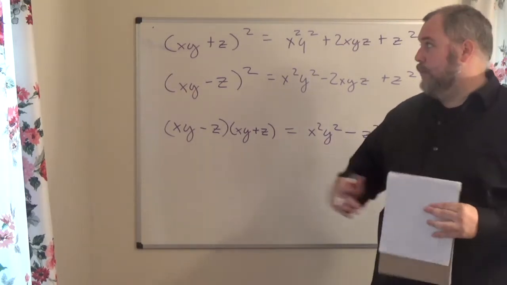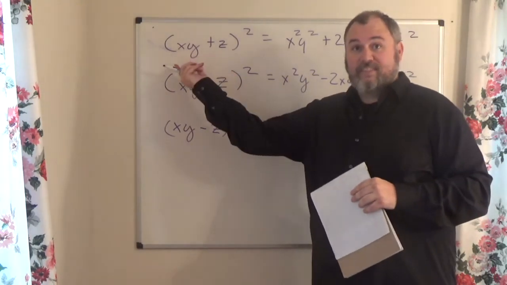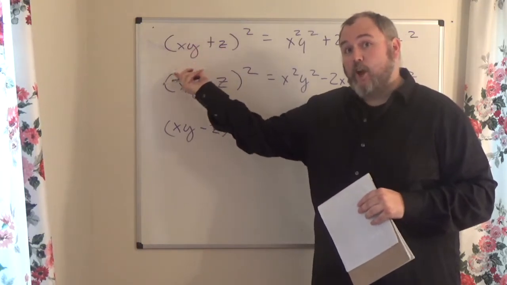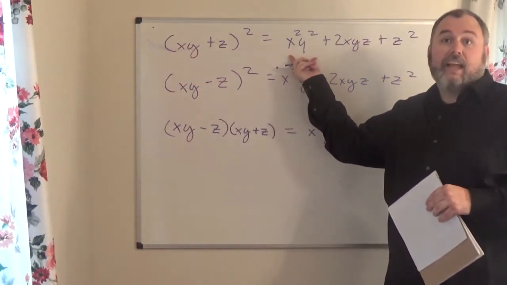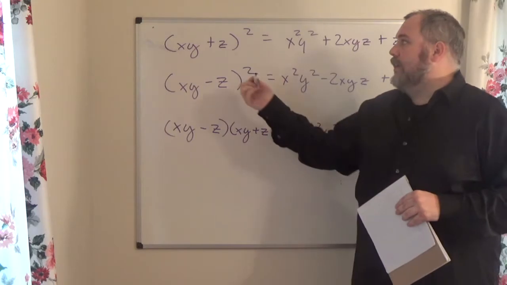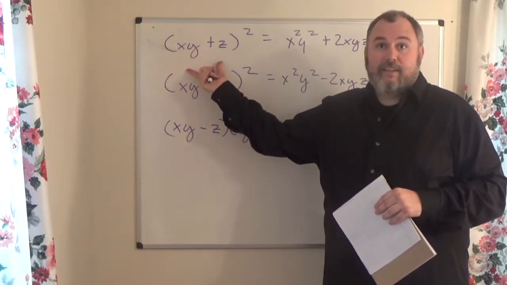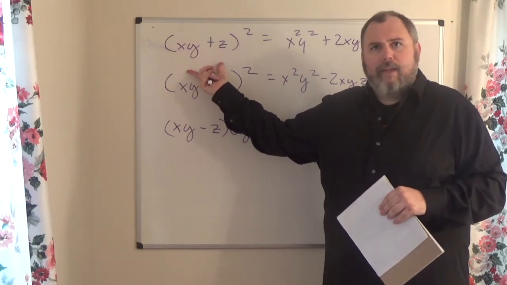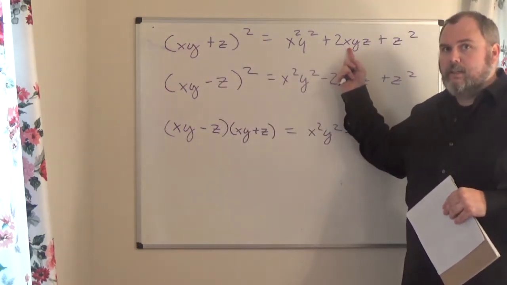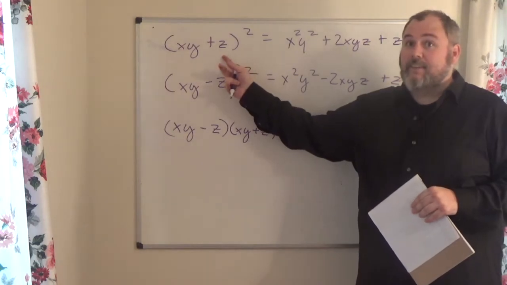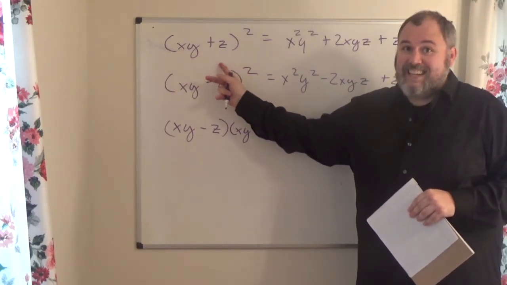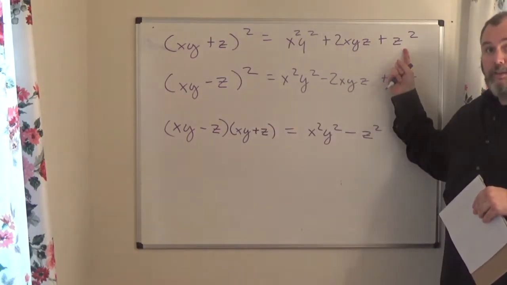You have square of sum, which is this. We have square of sum. This is my a term. So my a term gets squared, which becomes x squared y squared. This is then multiplied together. X times y times z is xyz. Multiply that by 2, 2xyz. And then the last piece is to take the b term, which is z, square it, you get z squared.